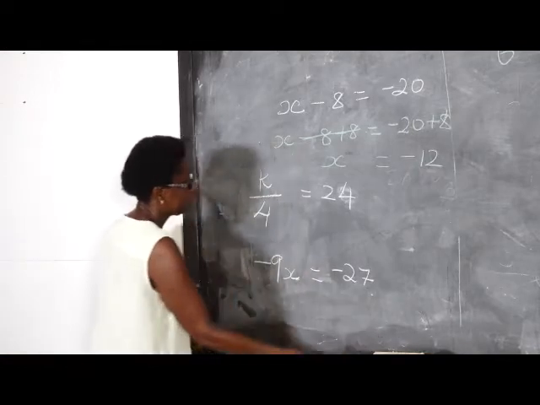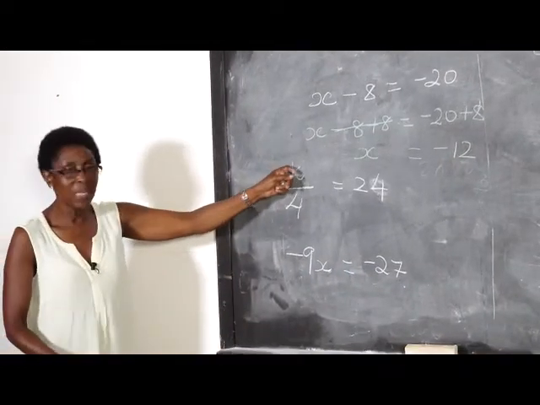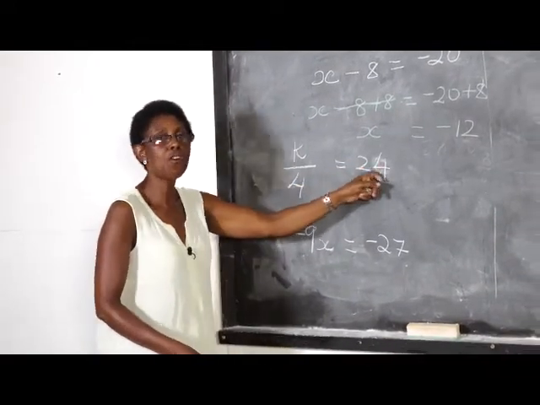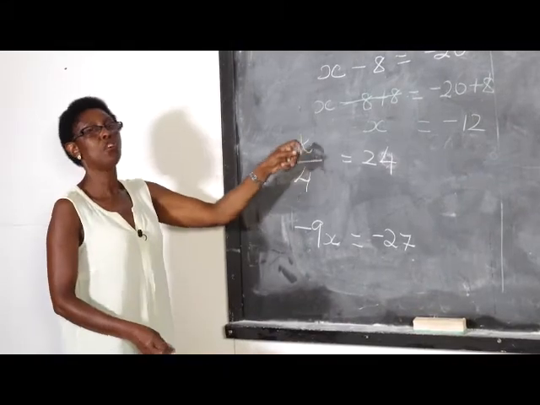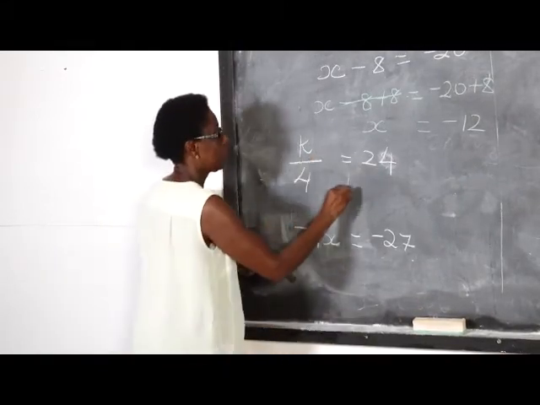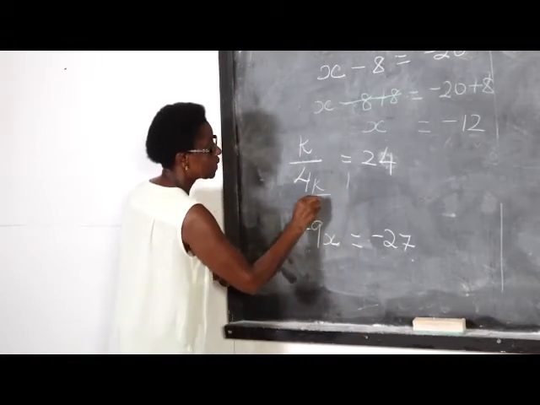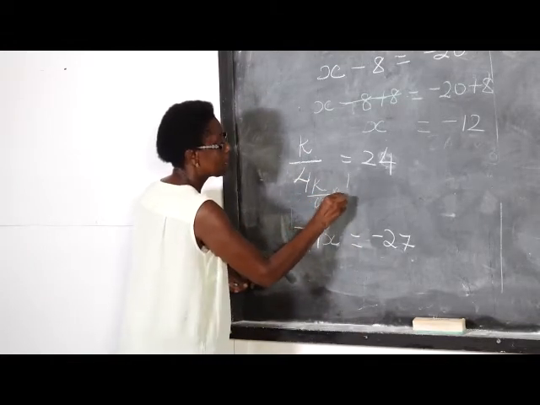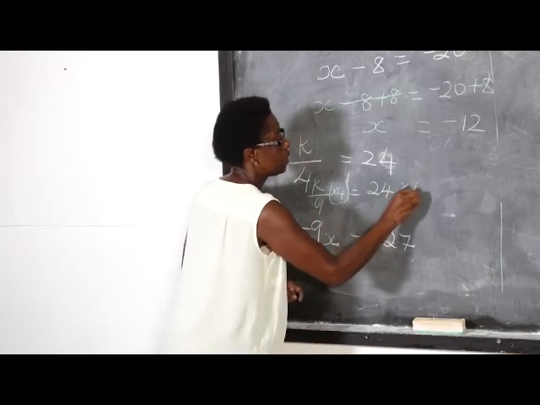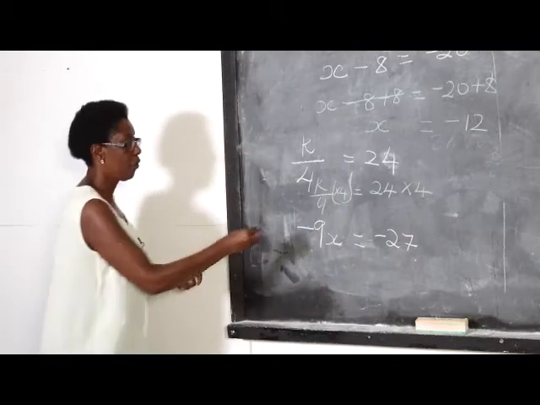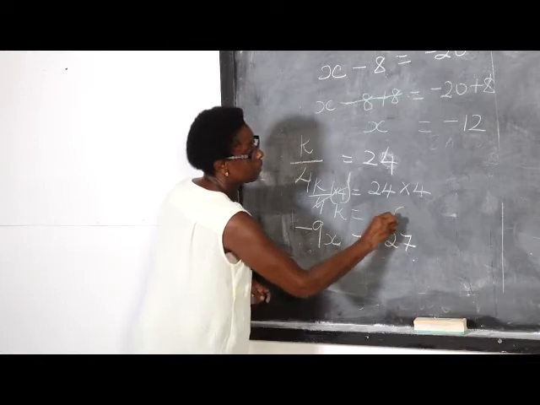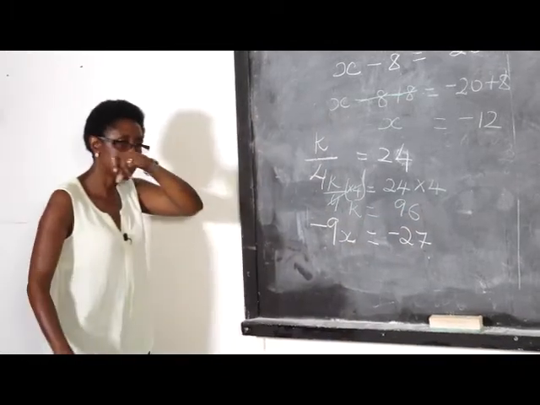Okay. We have a look at the second one. That's k divided by 4 equals 24. So we do the inverse of divide by 4. We multiply it by 4. So we've got k times 4 equals 24 times 4. So that's cancelled. I've got k is equal to 96.